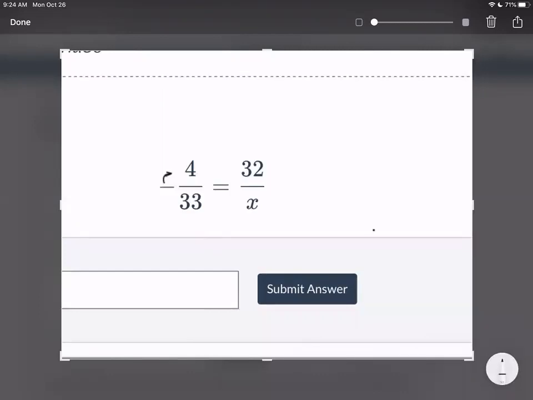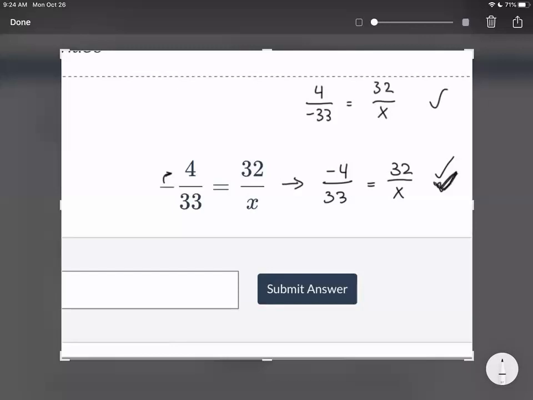So what we have here is -4 over 33 equals 32 over x. Now, if you wanted to, you could put that negative on the bottom, okay? But just for the sake of my notes, I'm putting the negative at the top. But this is literally the same thing as 4 over -33 equals 32 over x. Both of these are okay. I'm just going with this one so that I could show you an example, okay?